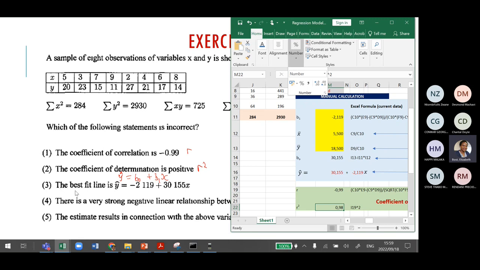Number three, it says the best line of fit is, I just need to remove this plus sign here.